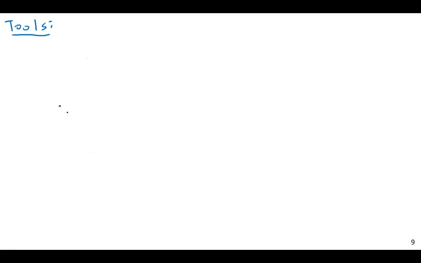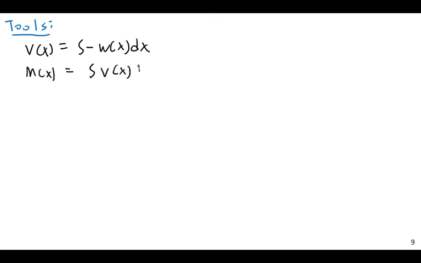And these, of course, well, we have our familiar ones from statics. V as a function of x is equal to the integral of negative w of x dx. M as a function of x is equal to the integral of V as a function of x dx. So moment is the integral of shear. Shear is the negative integral of load.